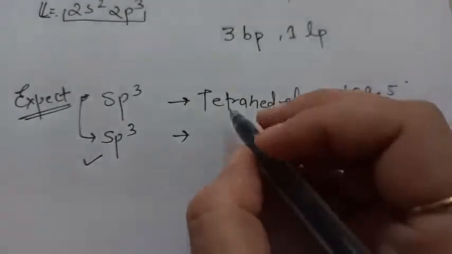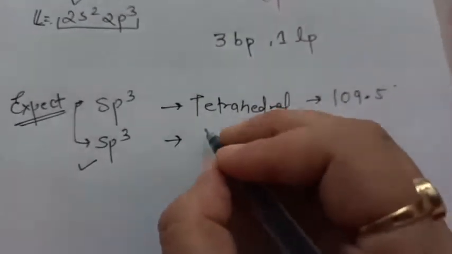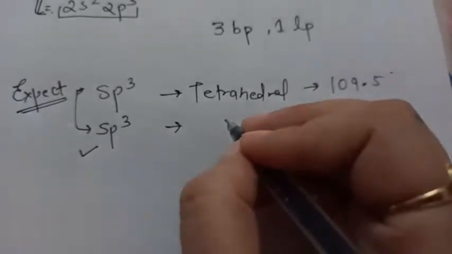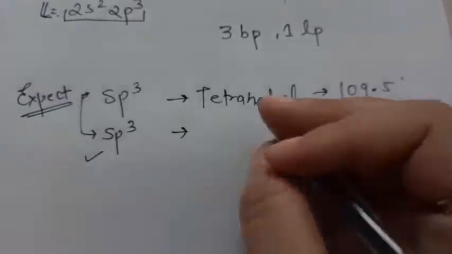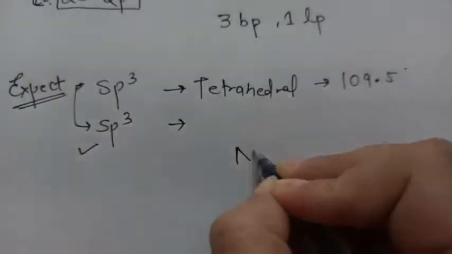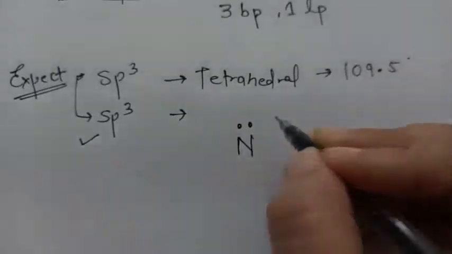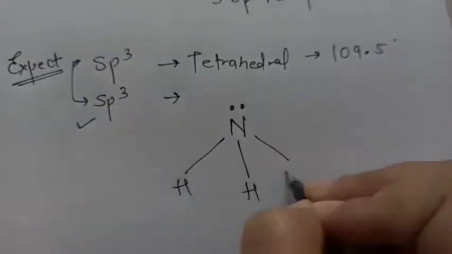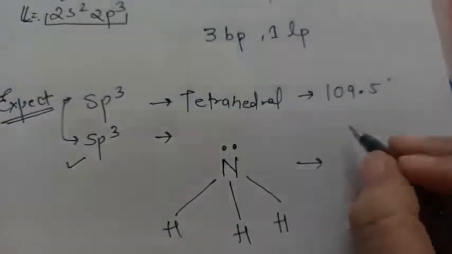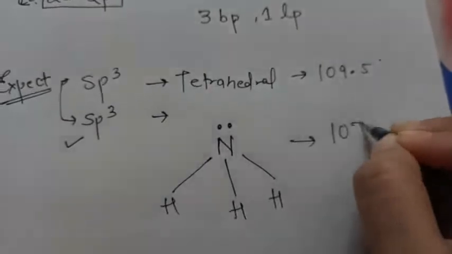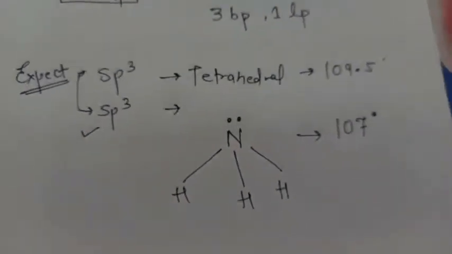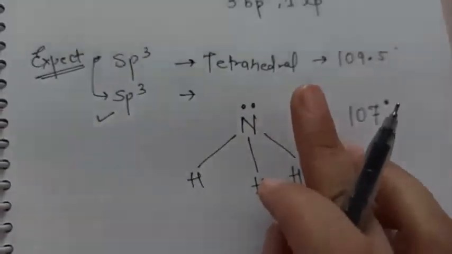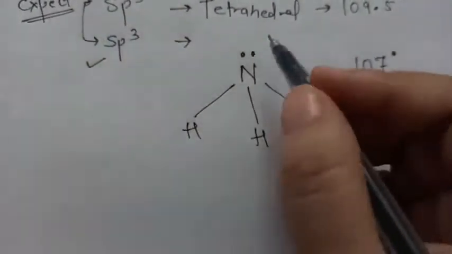The geometry is distorted tetrahedral. The geometry of ammonia is called distorted tetrahedral, and it is like this. The nitrogen is having lone pair here at the head and 3 bond pairs like this. And the bond angle reduced from 109.5 to 107 degrees. So you remember, whenever any lone pair is there in the molecule, it distorts the geometry. The reason is that the lone pair spoils the geometry.